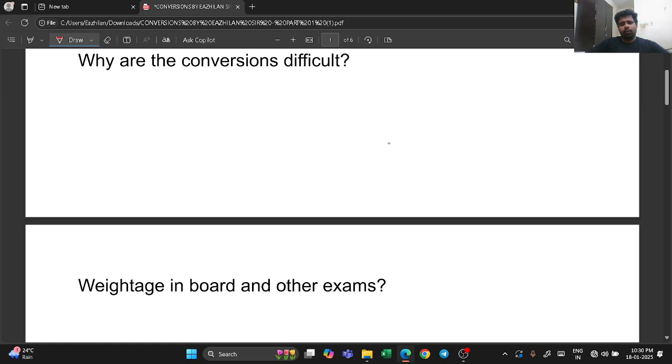I hear from many of my students that conversions are quite difficult. What is the reason for the difficulty? I will just tell you. Imagine that you have to solve this question in maths: 200 plus 50, divided by 6 into 4, minus 2 by 3, in brackets, minus 50. So you have an equation like this. If all of a sudden you give it to a first standard student, he cannot solve this equation.